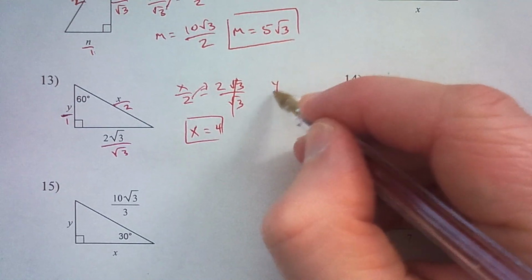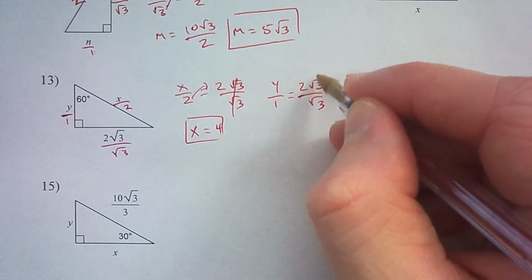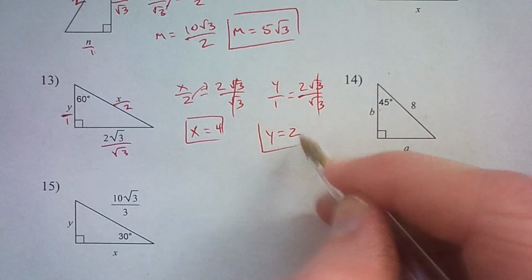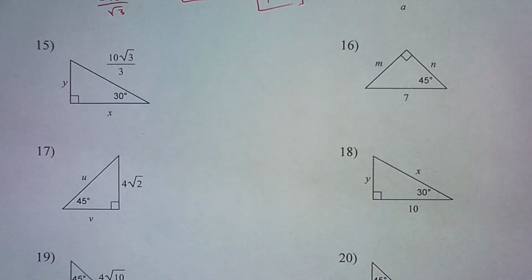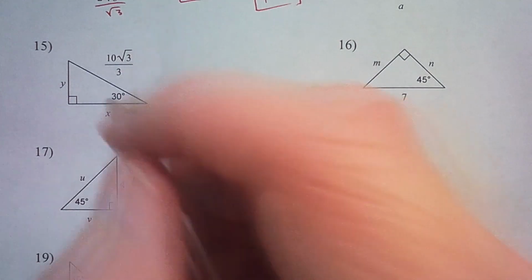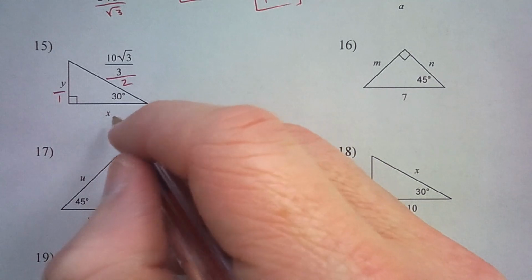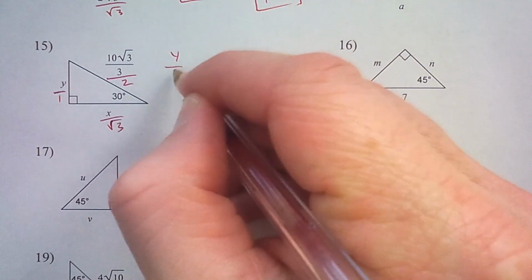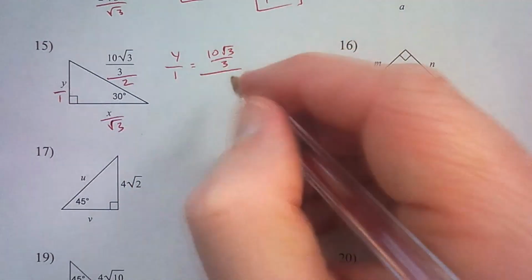Then I have y is to 1 as 2 root 3 is to root 3. The root 3's cancel. I multiply across the 1, and I get y is 2. Okay, another 30, 60, 90. So I've got the shortest is to 1, the longest is to 2, and the medium is to the square root of 3. Okay, so y is to 1 as 10 root 3 over 3 is to 2.